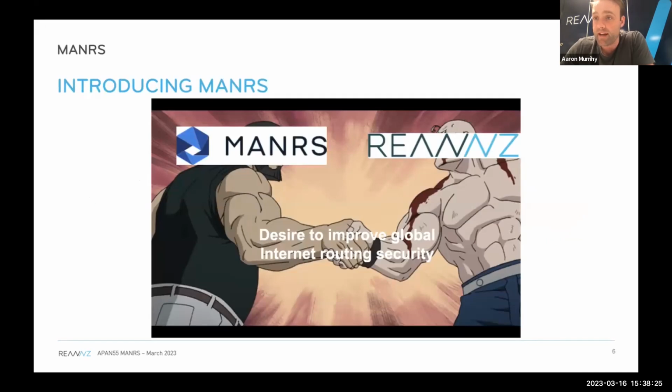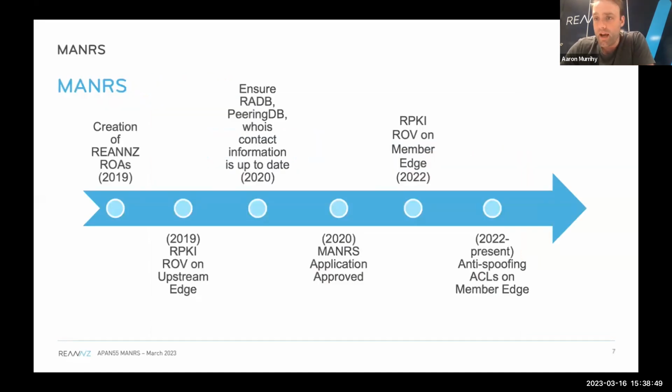We saw in MANRS a real potential and a real alignment with REANS's thinking in the routing security space. It not only aligned with what we were doing currently, but it gave us really formal and concrete next steps for what we should be doing for routing security. So we were very happy to jump on that pretty early. As a part of that, following on in 2019, we created our first REANS routers.